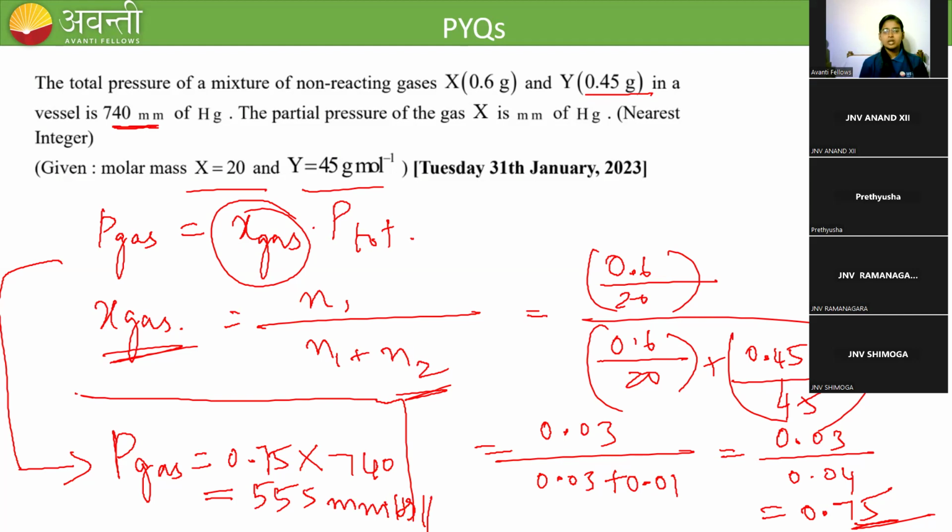Okay. So we are using only one formula to find out the partial pressure, using the mole fraction and total pressure. So you have to look into the question first. Then only you can select the formula. Clear? Clear for all of you? Shall I go with the next question? Yes?